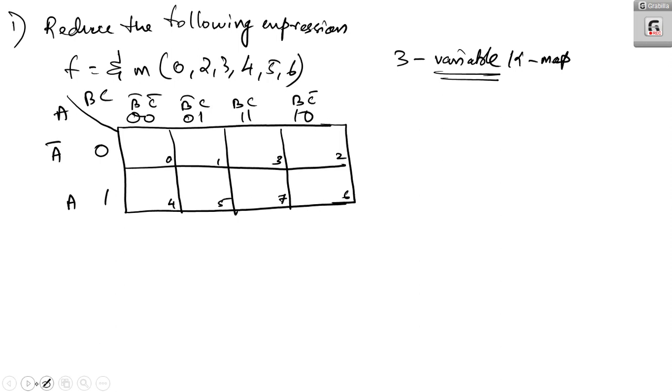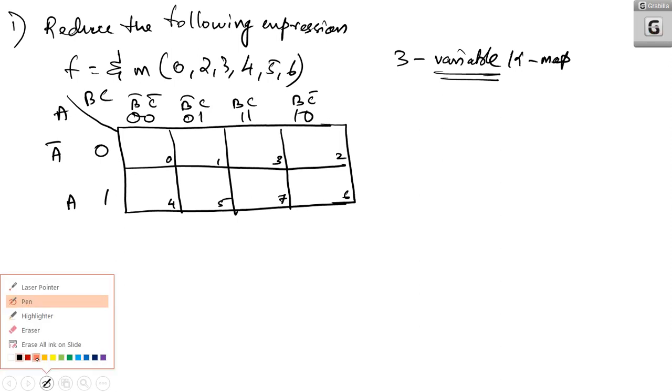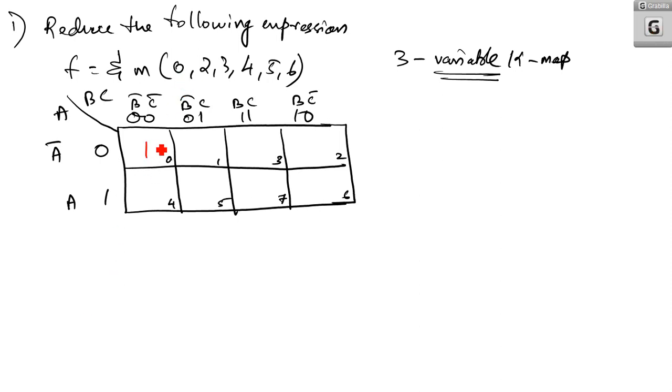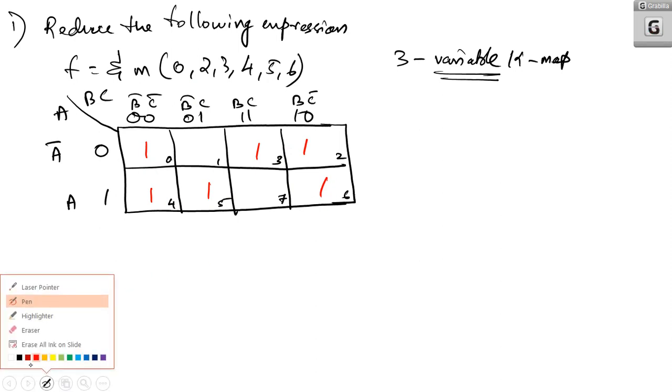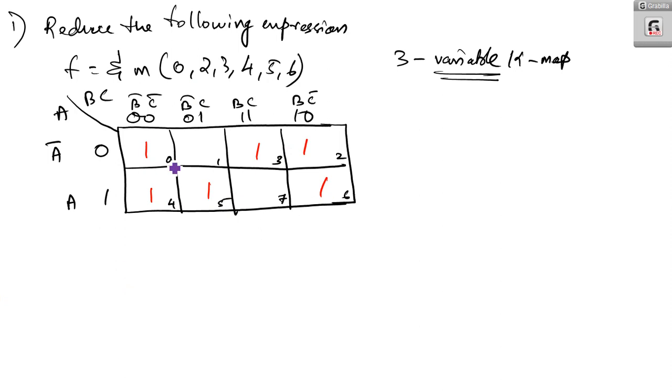So here you need to fill the terms. M0, so you will get 1. M2, this is 1. M3, M4, M5, M6, this is this one. Now you need to write the simplified form of the expression. How can you take it? You can take these as a quad. If I am getting a quad, what is the common factor here? C bar is the common factor. So C bar. First you got the C bar.